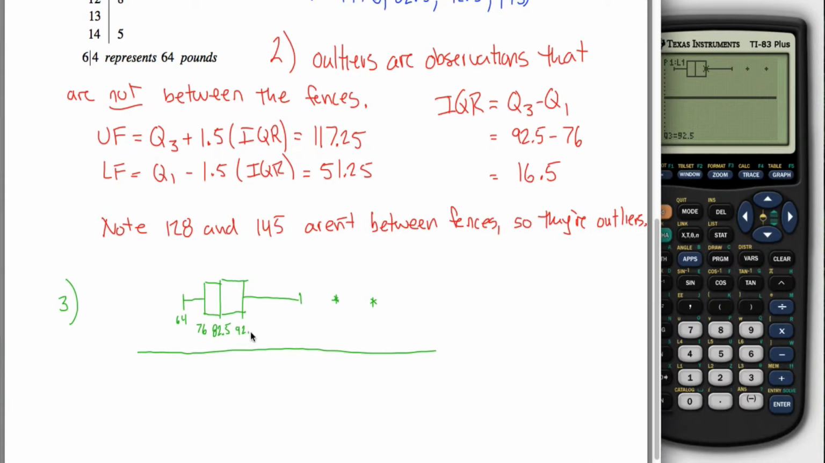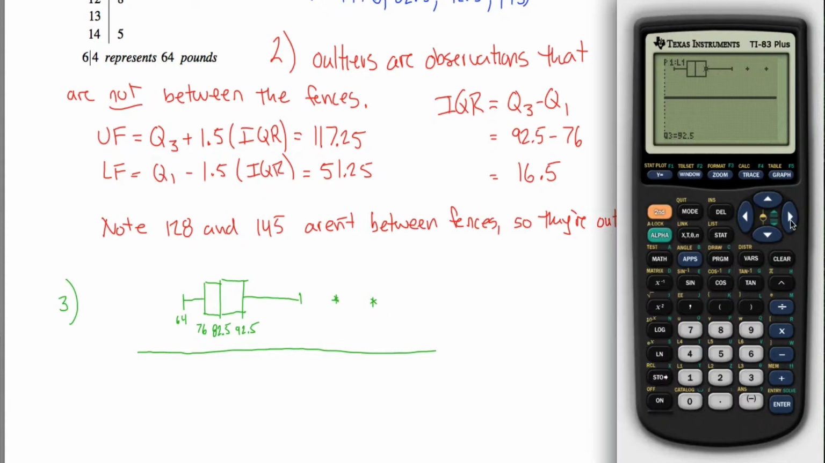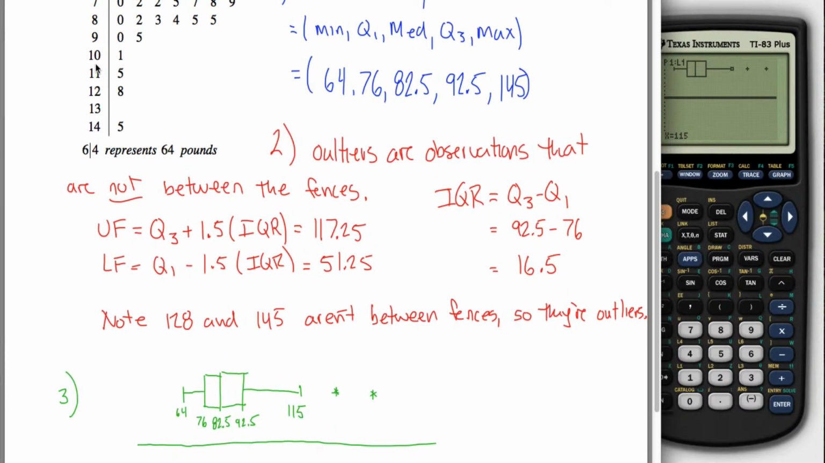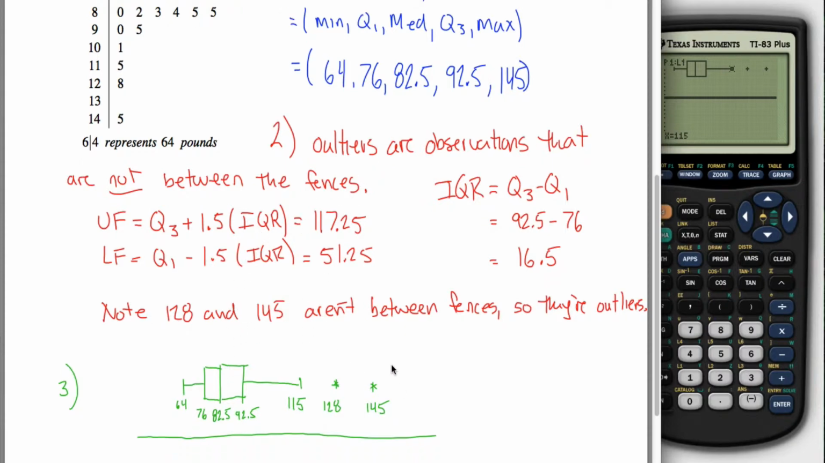This labeling of all these points is not something you need to do. I just think it's a good idea. I think it makes you get more information from the picture. And then this is not our maximum value. It's our maximum value that is not an outlier. It's 115. If you look up here, this was the largest observation that wasn't an outlier because 128 and 145 were outliers. As we were verifying what we figured out in part 2.